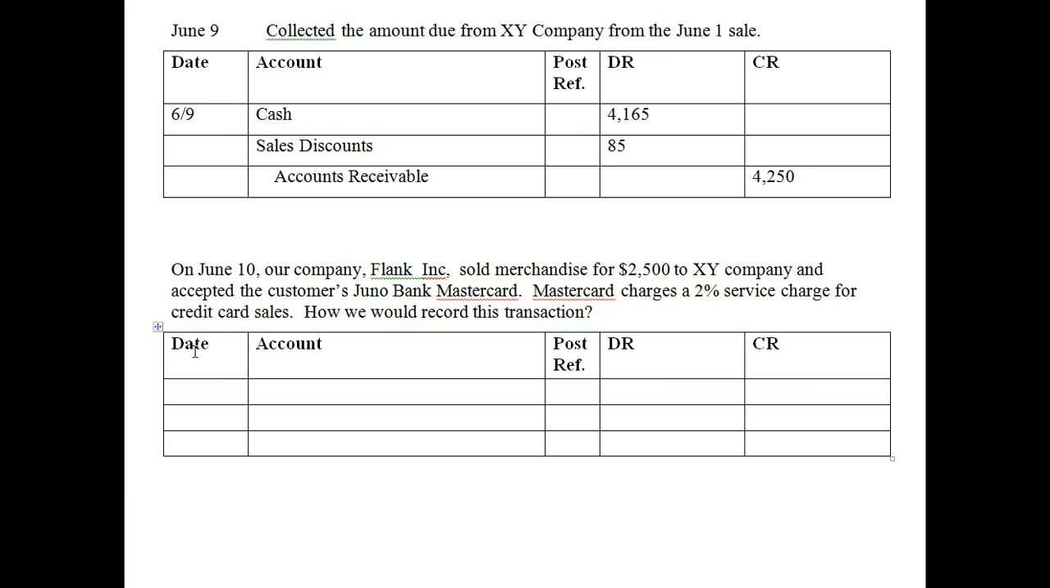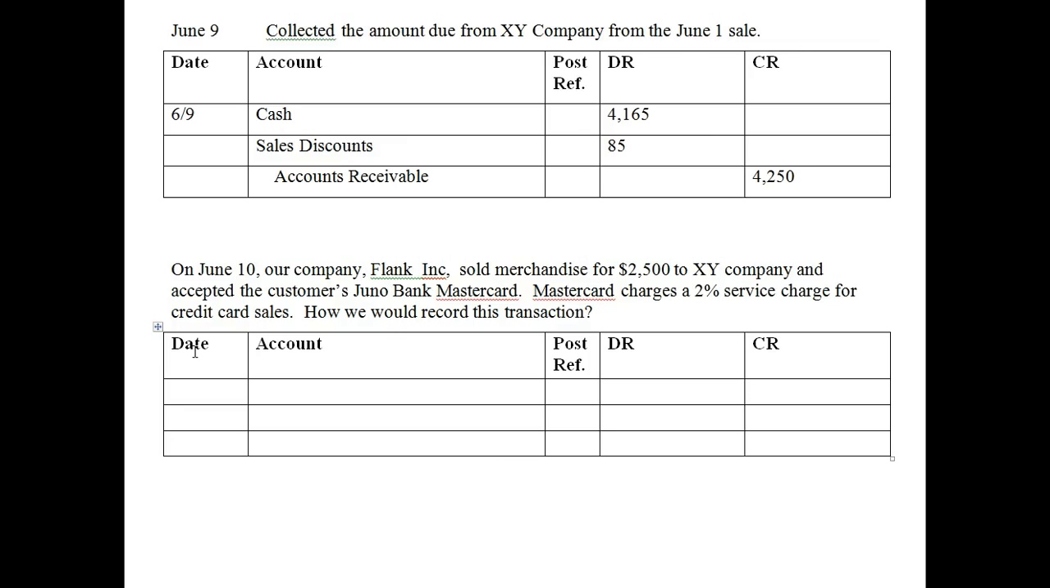The next thing we need to look at is a possibility of credit card purchases. So what we just looked at was an example of accounts receivable and collecting the amount, but what do we do if our customer comes in with a credit card? Well, the answer to that all depends on the type of credit card we're dealing with.